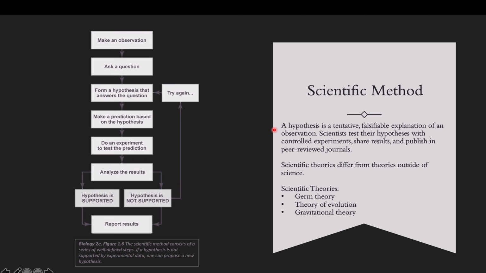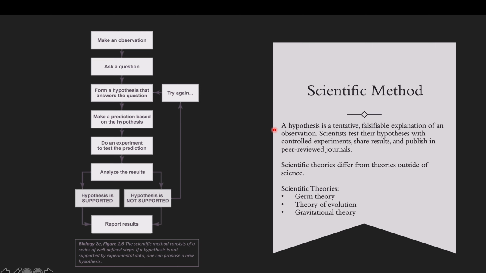A hypothesis is a tentative, falsifiable explanation of an observation. This means that it can be proven either to be supported or not supported. And we don't like to use the terms true or not true, or correct or not correct. In science, we don't always count things as fully true or fully not true. We like to use the terms supported versus not supported.